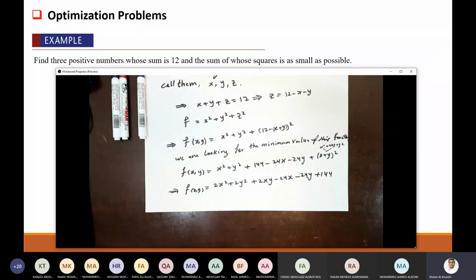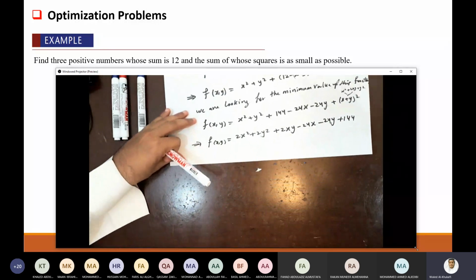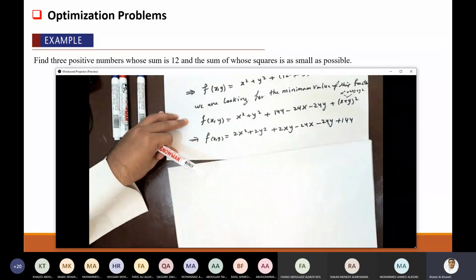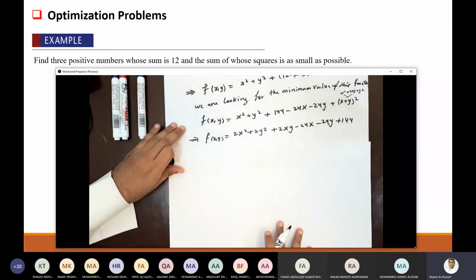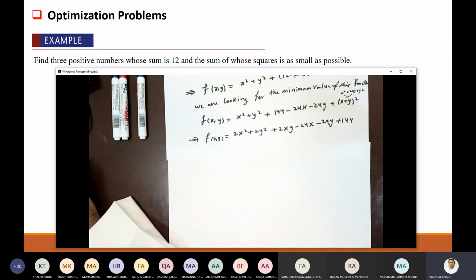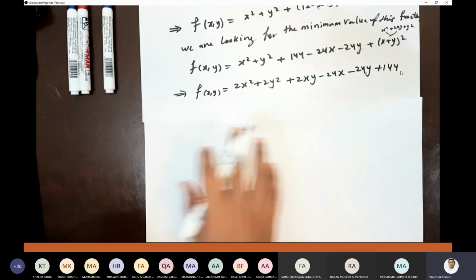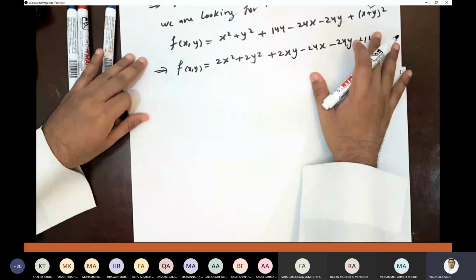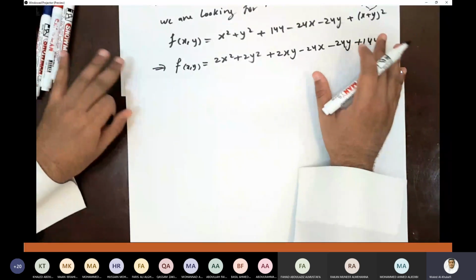Now we find the critical points. So what are the critical points? Okay. So let me maximize this. You're going to have an exam this Wednesday.